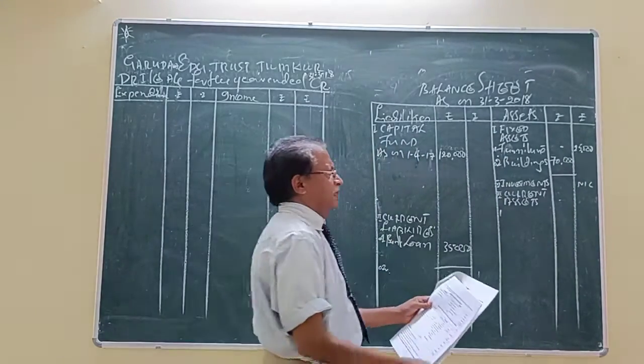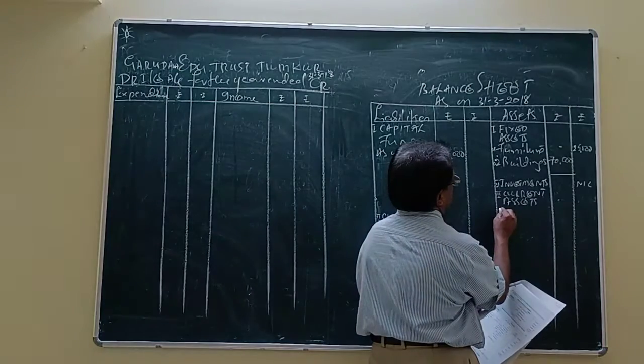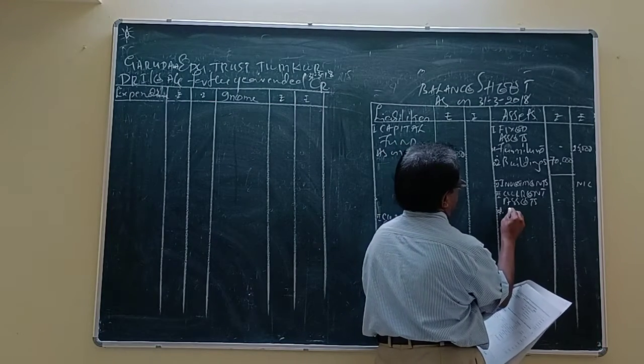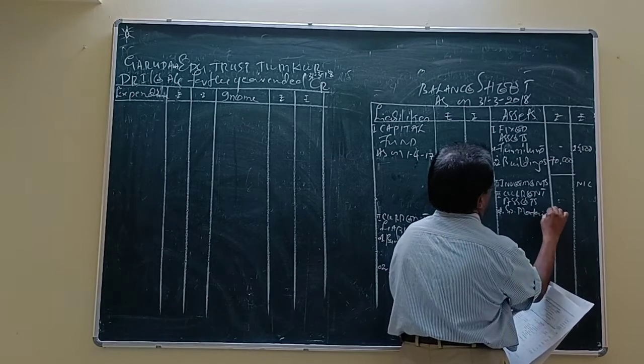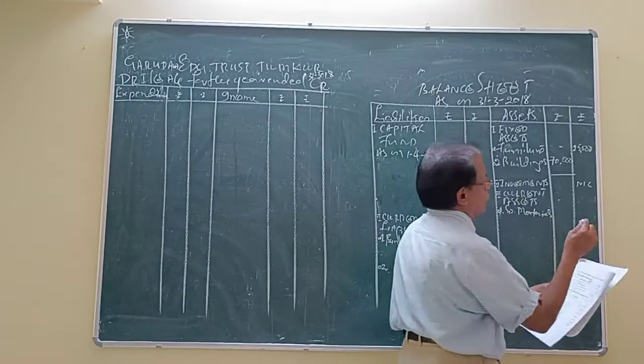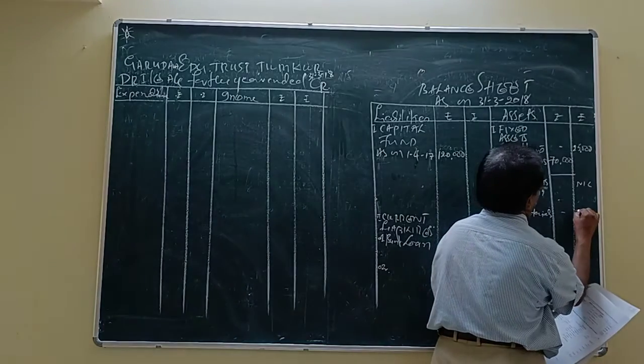Next, sports materials. It is a current asset. You have to show this item under the heading current asset. First one, sports materials. On this, there is no adjustment. You have to show the amount in the outer column.